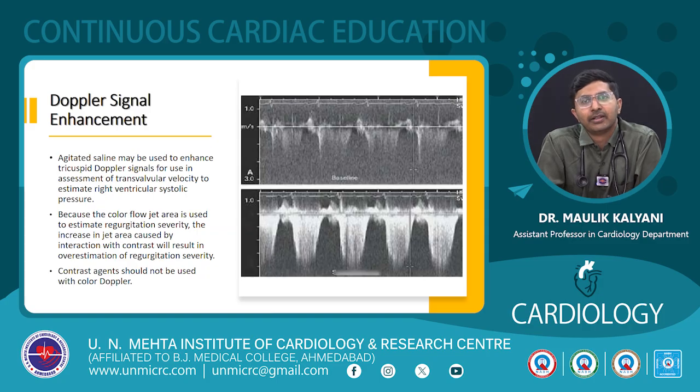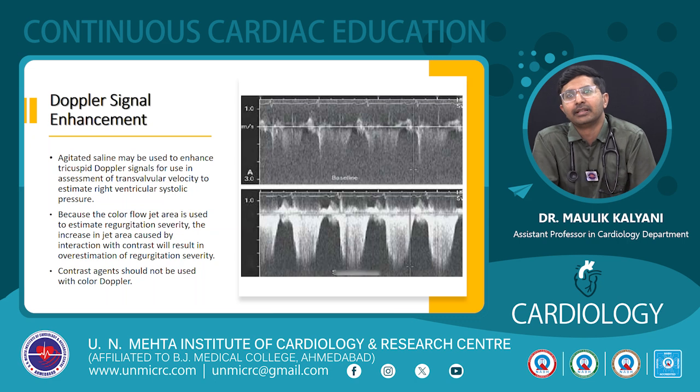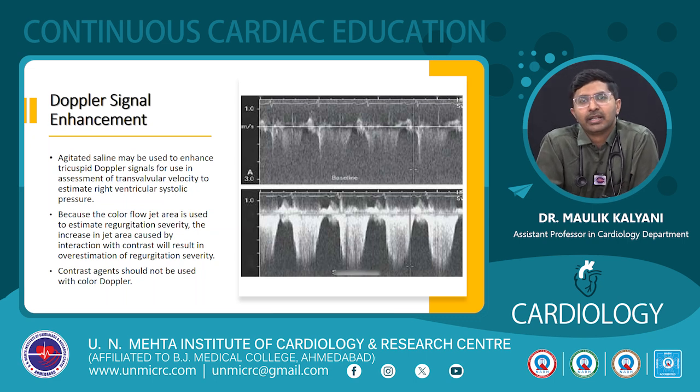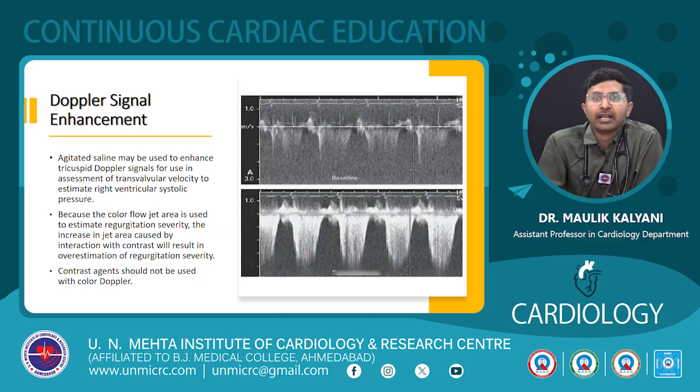In those cases, we can use the bubble contrast and redo the continuous wave Doppler, and as the lower image shows, the PH was significant, with velocity almost touching 4, suggestive of severe PH. So in cases where estimation of the pulmonary pressure is important, but TR is not much and the jet is also incomplete, we may use the bubble contrast echo and we can estimate the PA pressures.